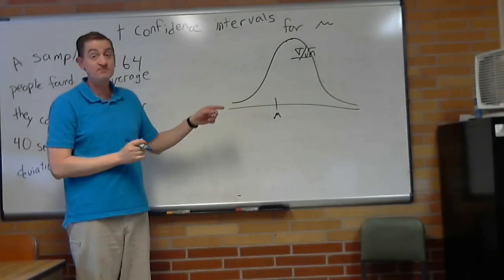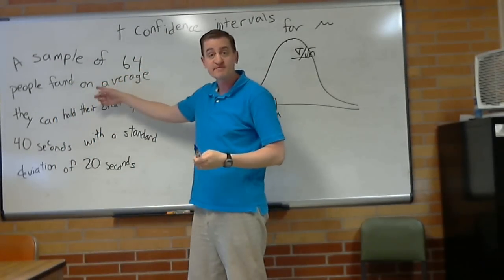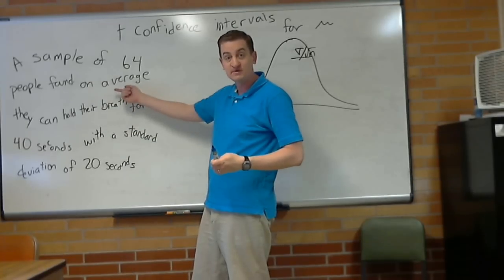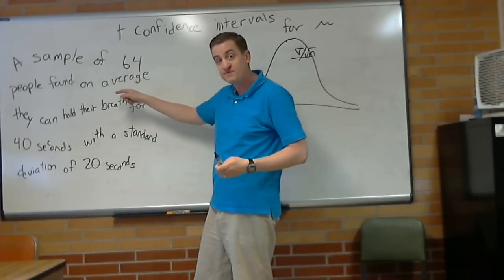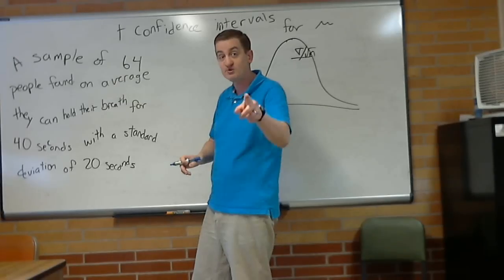Oh, we got one little problem right here. Notice I've got sigma over the square root of n, but is it sigma that I've got right here? Notice the standard deviation comes out of the number of people that we've surveyed. So this isn't sigma, this is S. Let me change my picture. Keep holding your breath.